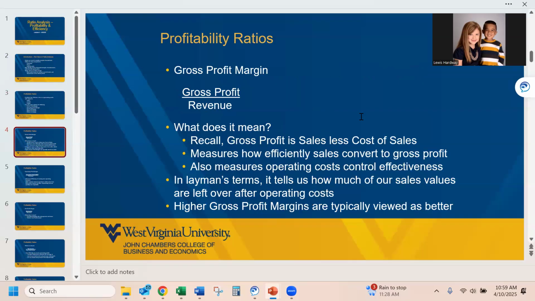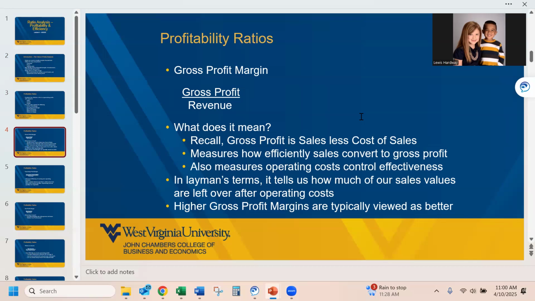All right, gross profit margin. Remember, gross profit is sales less cost of sales or cost of goods sold, although I use those terms interchangeably. So gross profit over revenue is our gross profit margin. What this is trying to tell us is how efficiently our sales directly convert to gross profit.